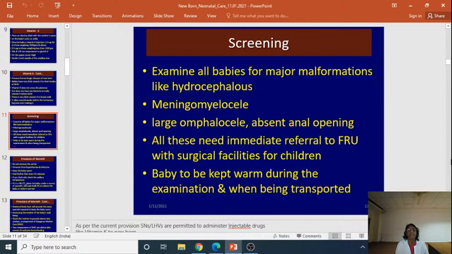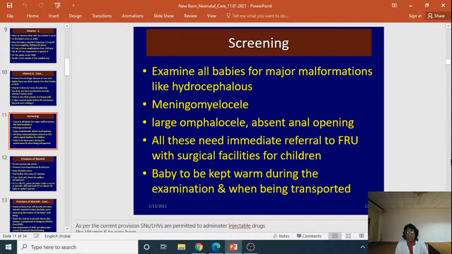Then comes the screening. You all have to examine the newborns for the major malformations. What are the major malformations which we come across in the newborn? One is hydrocephalus, the other is meningomyelocele. All these pictures you will see in OBG textbooks or in pediatrics. And the large omphalocele, it may be an absent anal opening. So you have to look for all these malformations in the newborn.